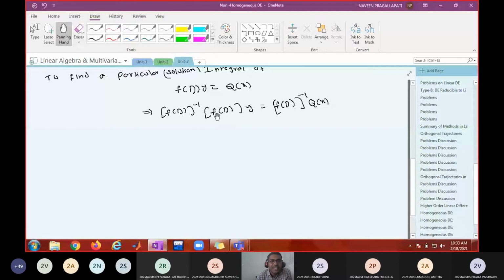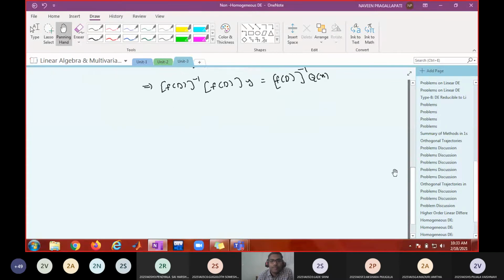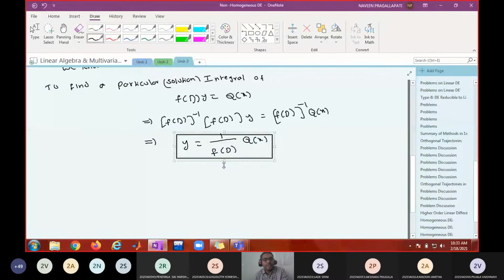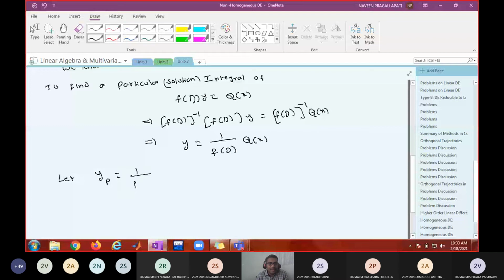Call this as G. What is G inverse G? Identity function. What is I of y? Y only. So y equal to... can I write f of D whole inverse as 1 by f of D? It is just a notation. So we'll be denoting the particular integral like this: yp is equal to 1 by f of D Q of x.